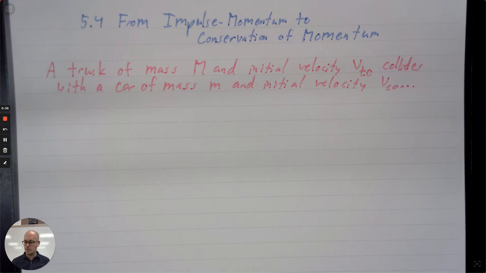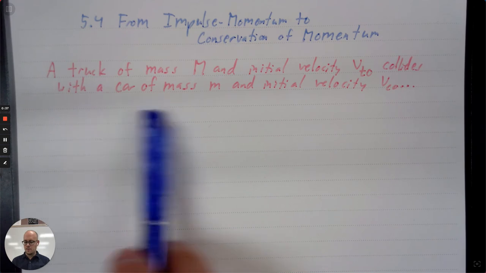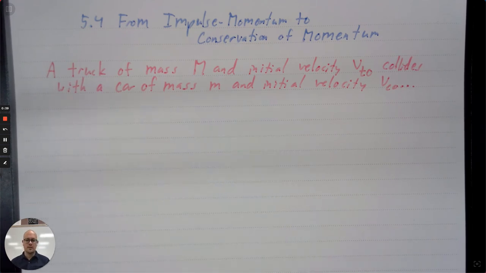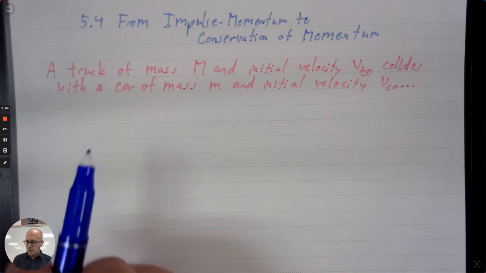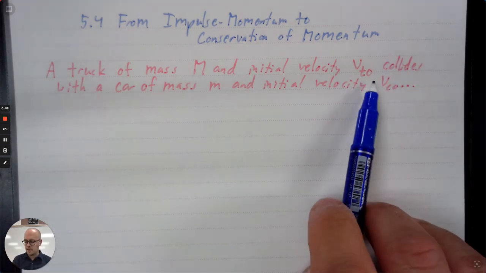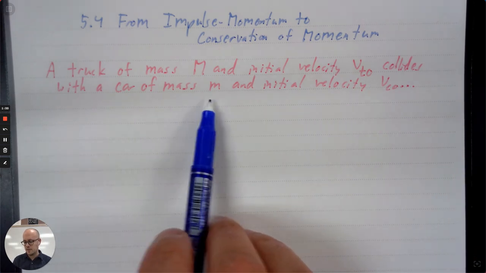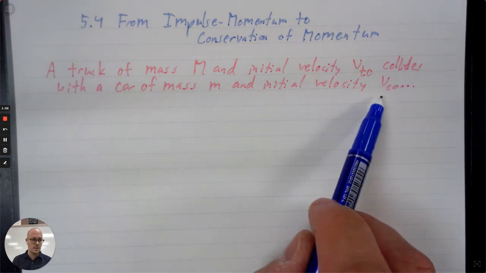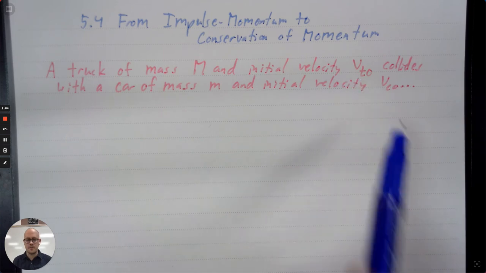We're going to follow the scenario of a car accident, essentially, and use it to demonstrate what conservation of momentum would look like in equation form. And then in the next lesson, we'll talk about the official definition and ideas and work with some examples. So our scenario: a truck of mass capital M and initial velocity vt naught collides with a car of mass lowercase m and initial velocity vc naught. Okay, so velocity of the truck, velocity of the car, there we go.